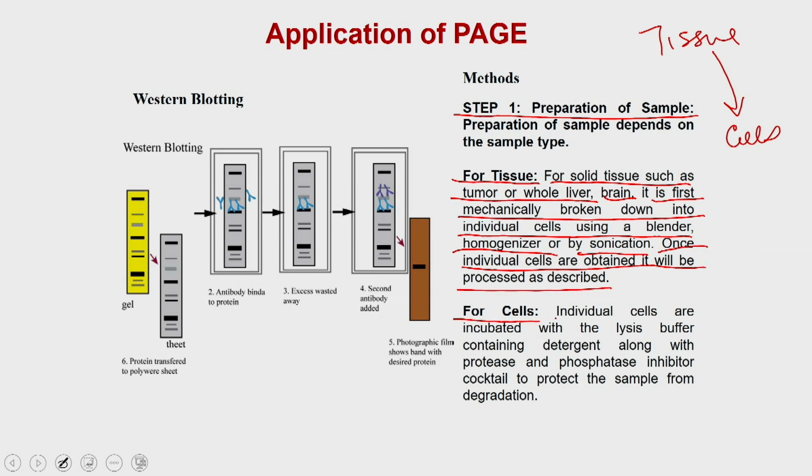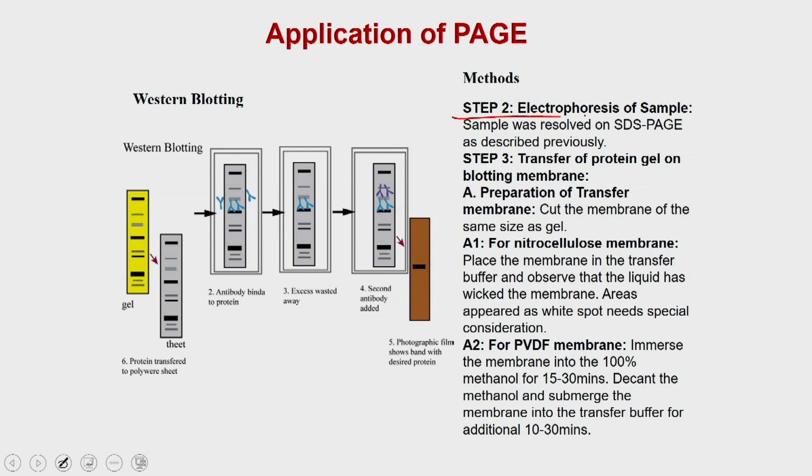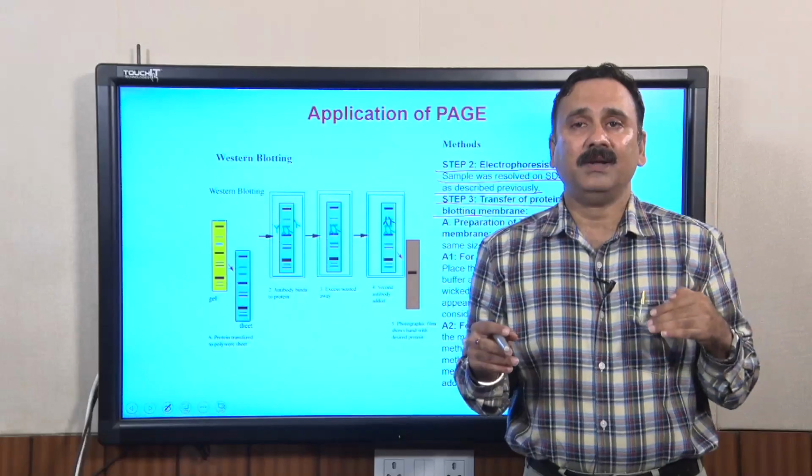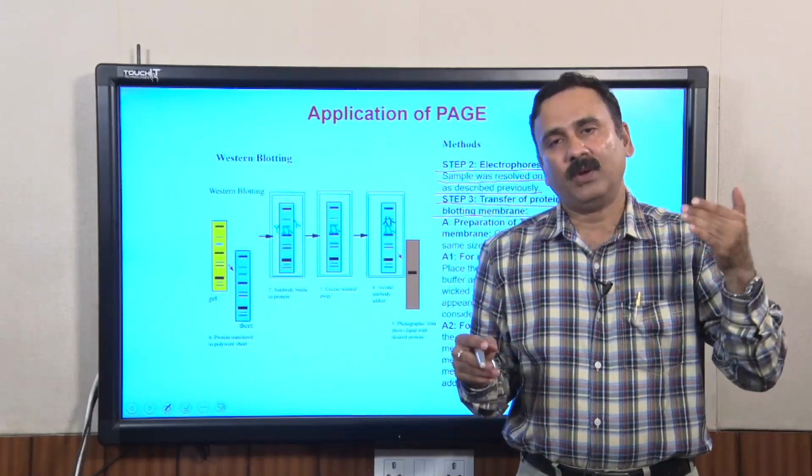If you have individual cells, then you incubate them with the lysis buffer containing detergent along with protease and phosphatase inhibitor cocktail to protect the sample from degradation. Once your sample is ready in the lysis buffer, in the second step you are going to resolve the samples onto the SDS-PAGE, as we discussed in the previous lecture. Then in step 3 you transfer these proteins onto a blotting membrane. The transfer is a very crucial and important step, and it is done by following multiple steps.